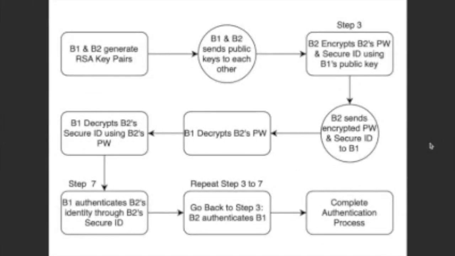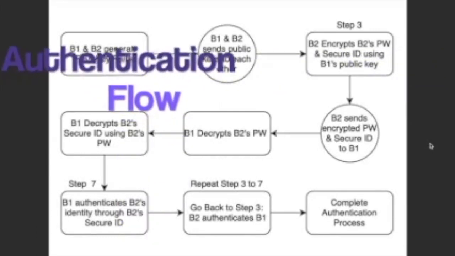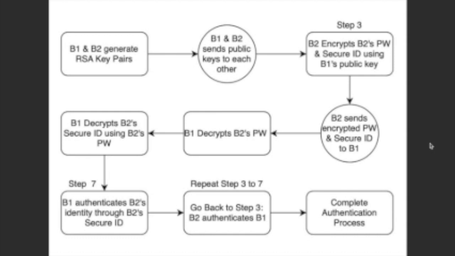Authentication uses RSA key pair generation for B1 and B2. B1 and B2 generate the key pairs and send the public key to each other, and then B2 encrypts B2's password and secure ID using B1's public key.